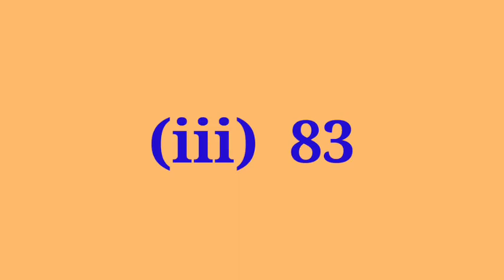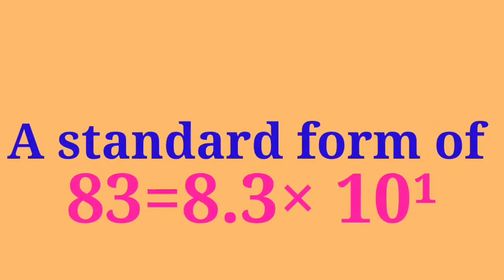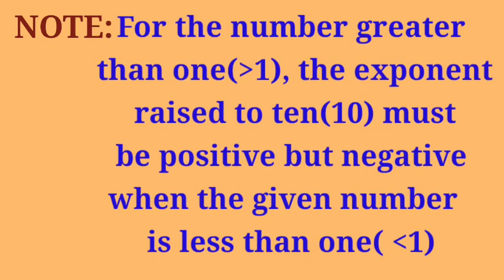So it is the single number. So the number will be 8.3 times 10 raised to 1. And you have to remember, for all numbers which are greater than 1, the exponent raised to 10 must be positive, and negative for all numbers which are less than 1.